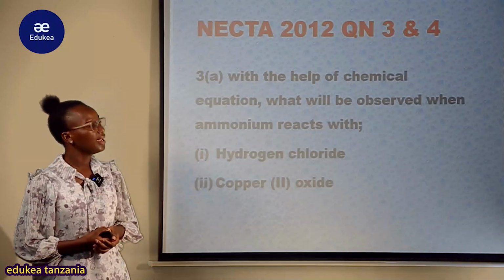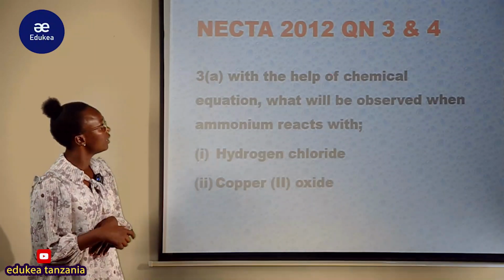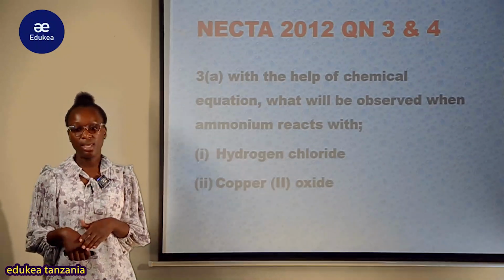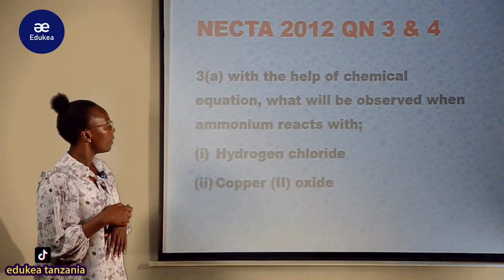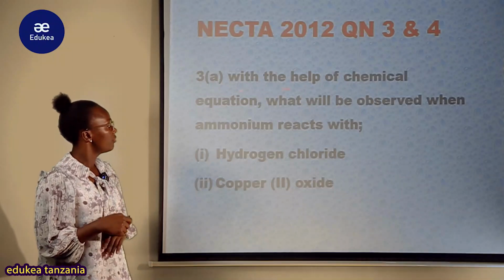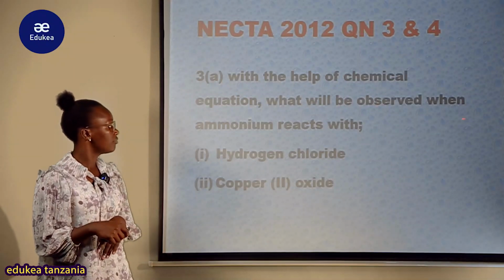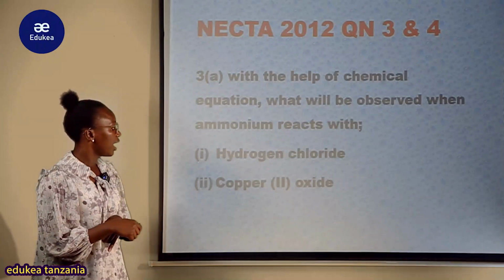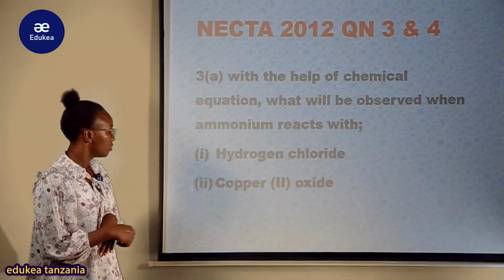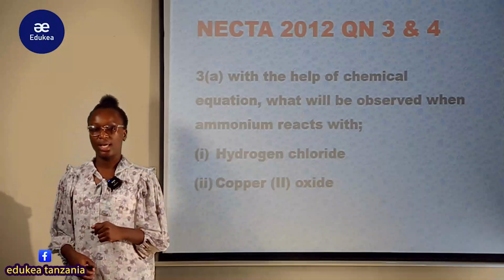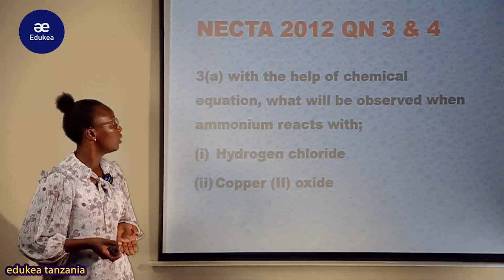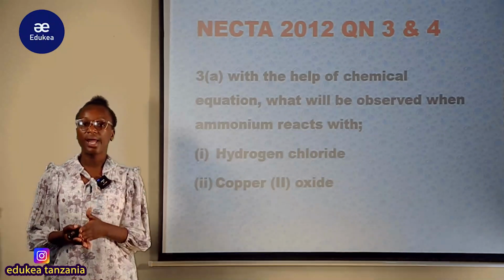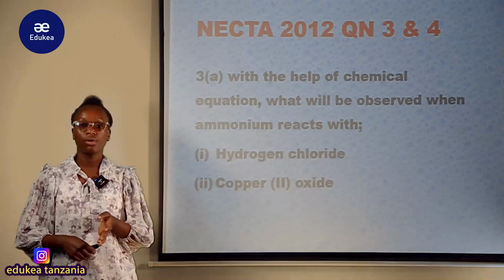So my student, here there is question number 3 which has the two parts as usual. Kuna part A na part B. Simply here, part A states that with the help of chemical equation, what will be observed when ammonium react with A or Roman 1 hydrogen chloride, but Roman 2 copper 2 oxide. Ni kitu gani kitatokea endapo huyu ammonium itareact na hydrogen chloride lakini ikireact na copper 2 oxide.